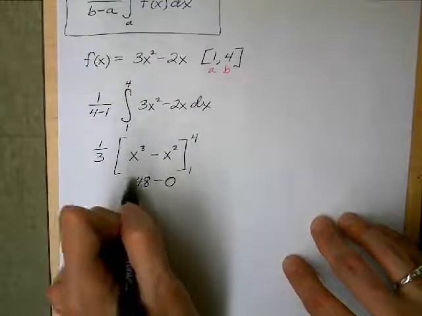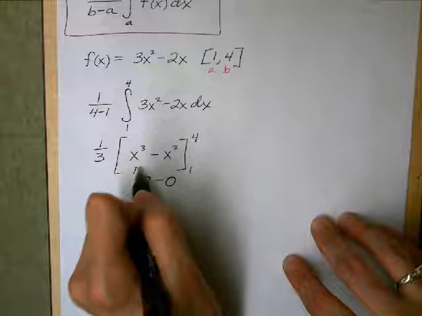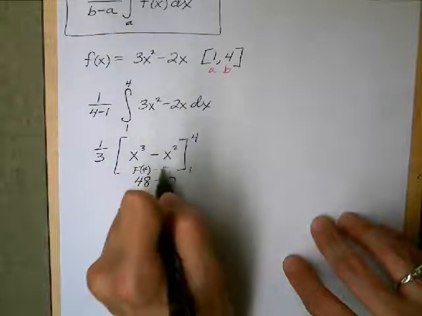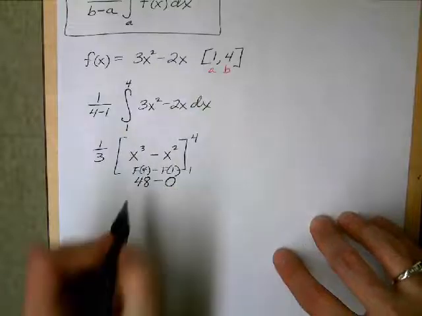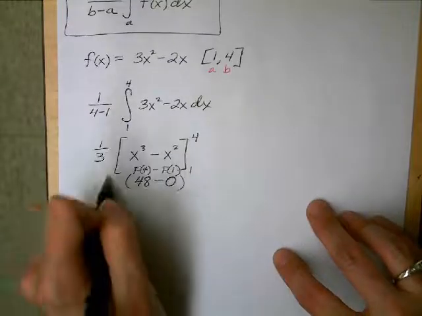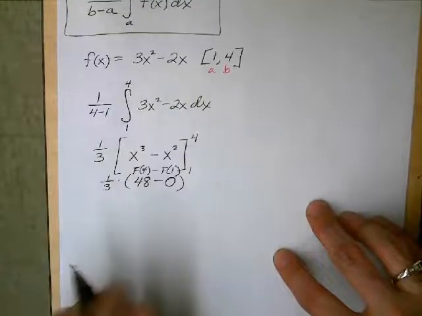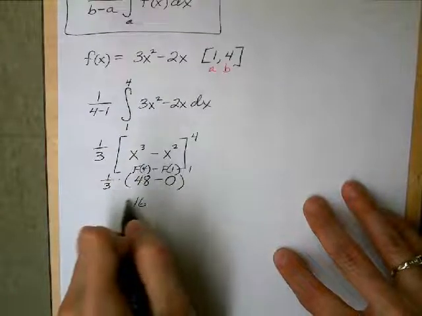It was just f of 4 minus f of 1. We were just plugging those in, and we got 48 and we got 0. So that's good. So then you just times by 1/3. What's 1/3 times 48? 16. Okay, now what is that answer?